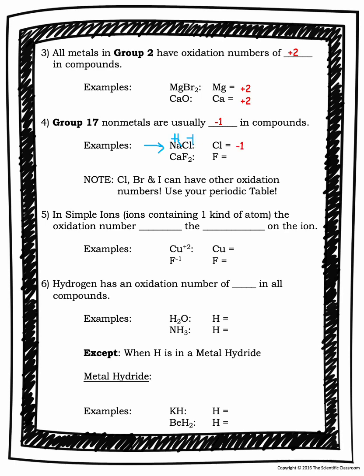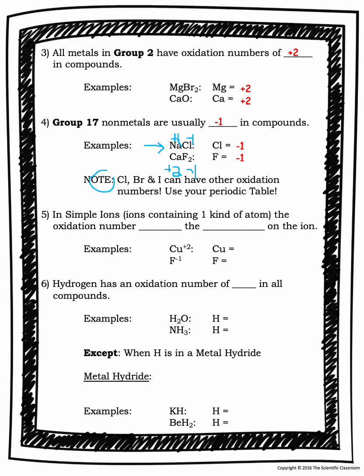It's in group 17, so it usually does have a -1 charge. Same here. Okay, calcium is in group 2, so it's going to have a +2 charge. And fluorine, there's 2 of them, and it's in group 17, so it's going to have a -1 charge. Okay? Now, it's important to note that chlorine, bromine, and iodine can have other oxidation numbers, so I would start with anything in group 1 and group 2 first. Use your periodic table. But most of the time, chlorine, fluorine, bromine, iodine, anything in group 17 is going to have a -1 oxidation number.